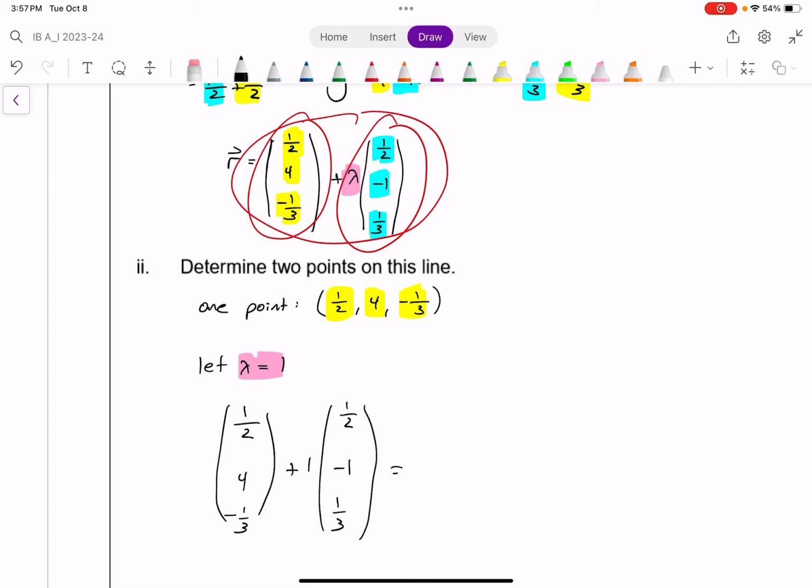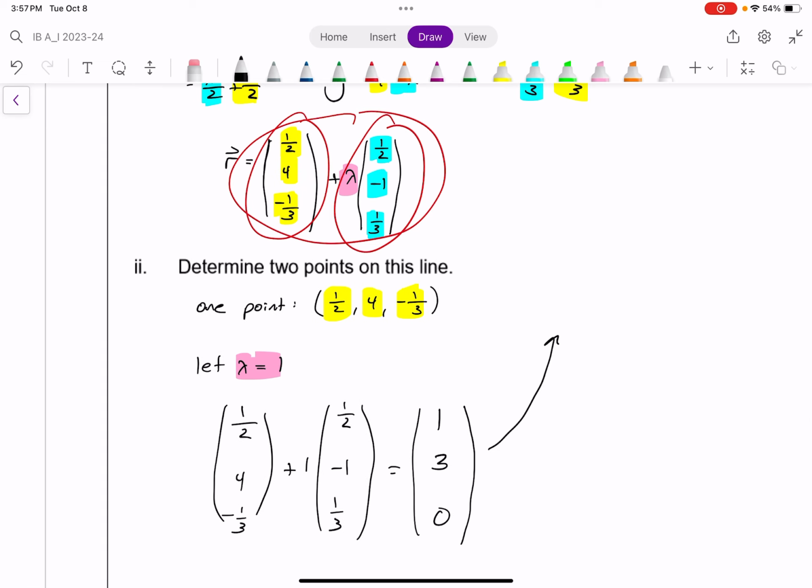So if I add this up, I get 1/2 plus 1/2, which is 1. 4 minus 1 is 3. -1/3 plus 1/3 is 0. That said, that describes a position vector of another point. Let me now make that more formal and say 1 point is that. The other point, I should write it as the coordinates, so 1, 3, 0. There's my 2 points. And clearly, I could pick any number I want for lambda and find an infinite number of other points, and hence this equation works.